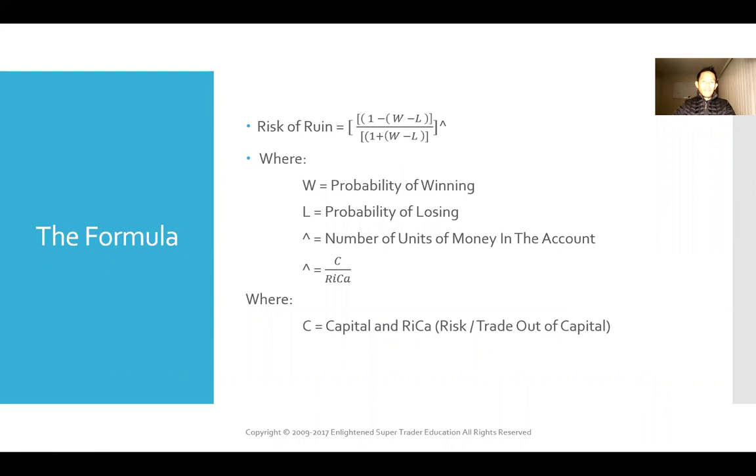Risk of ruin is calculated as (1 minus (W minus L)) divided by (1 plus (W minus L)), where W is the probability of winning and L is the probability of losing, raised to the power of alpha, the number of units in the account, where alpha is equal to C divided by RCA, where C is the capital and RCA is the risk per trade out of capital.